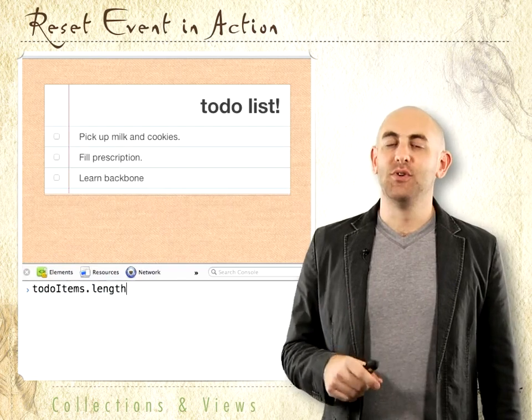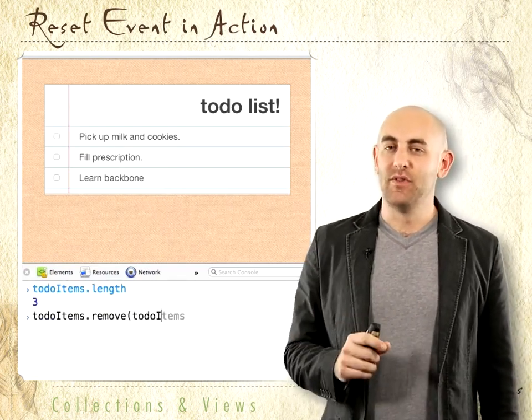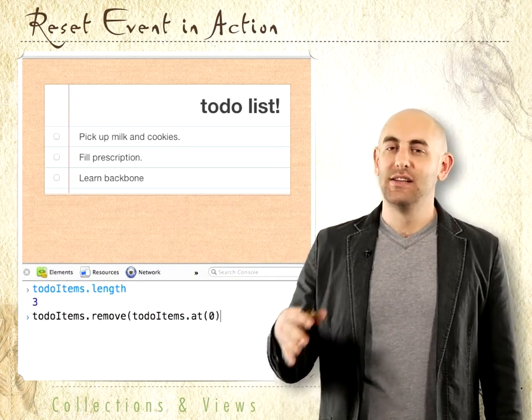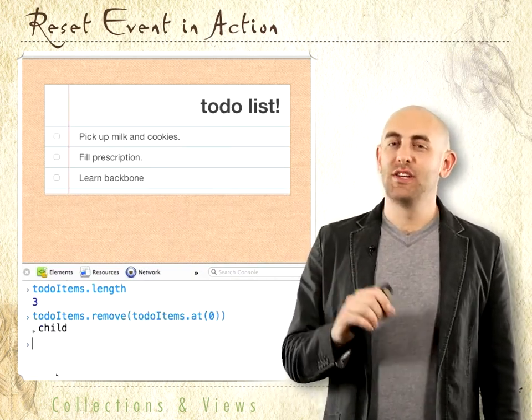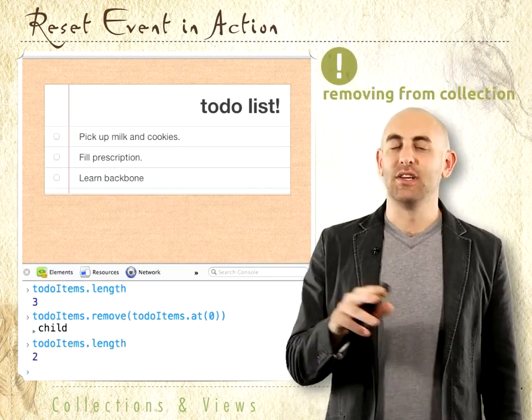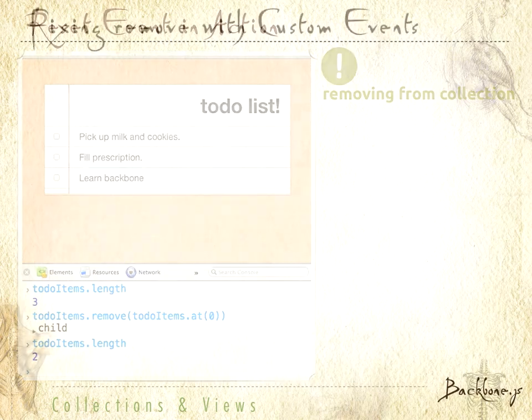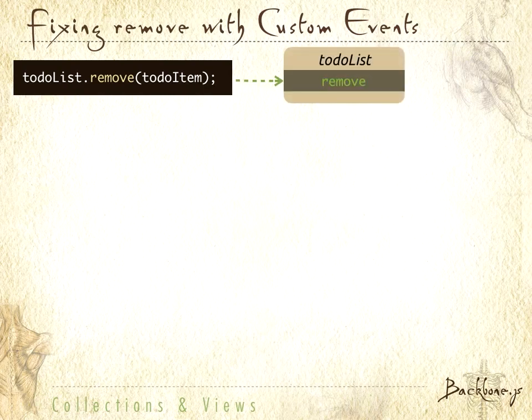Let's say we try to remove an item from the collection. Shouldn't that remove it from the view? Well, as you can see here, it's not updating the view. To fix this problem, we're actually not going to need to touch the collection view at all, and I'll show you how using custom events. We know that when we remove an item from the collection, the remove event is triggered.